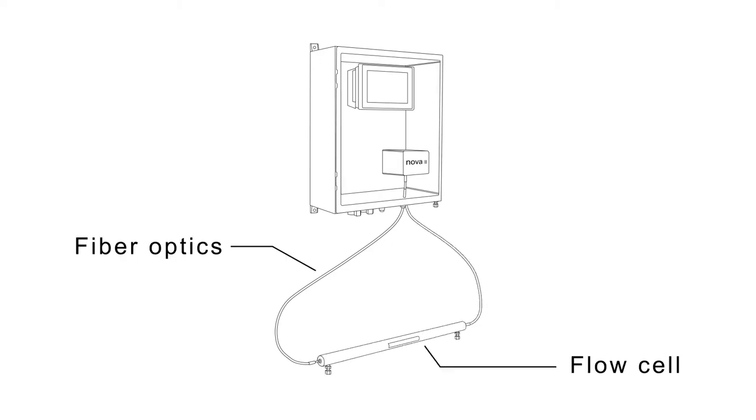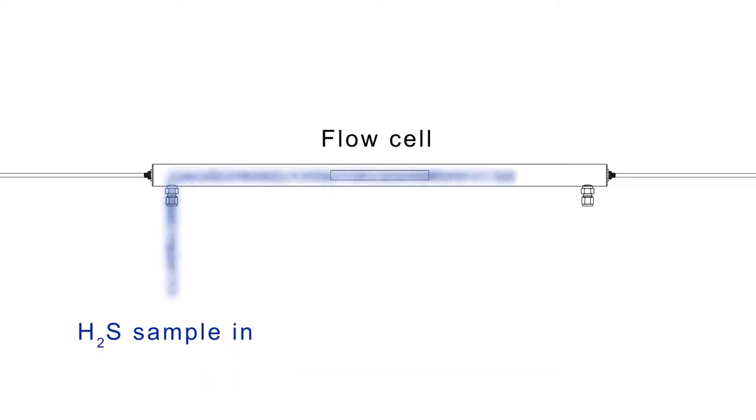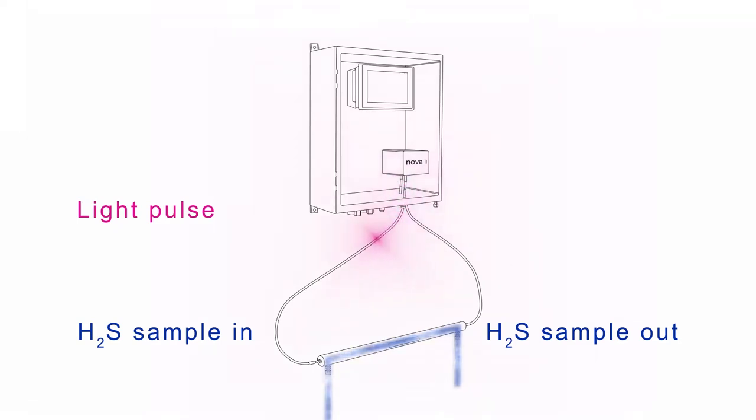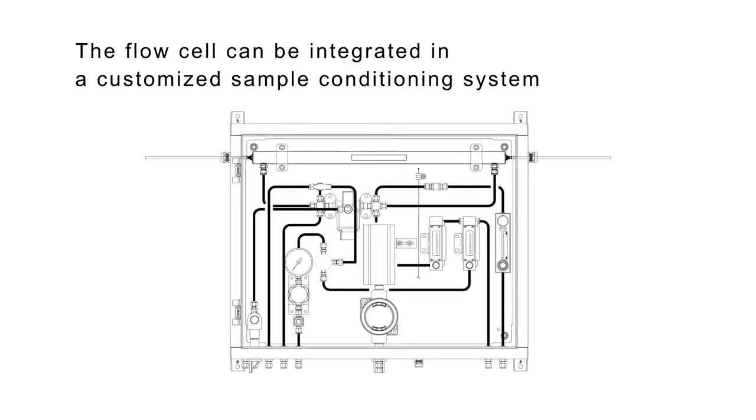Outside the analyzer enclosure, a flow cell is connected to the spectrophotometer using fiber optic cables. The sample gas goes through the flow cell for analysis. The light signal travels via fiber optic cable to the entry point of the flow cell, where a collimator narrows the light beam. The signal travels directly across the flow cell path length, interacting with the continuously drawn process sample fluid. The flow cell can be integrated into a customized sample conditioning system.